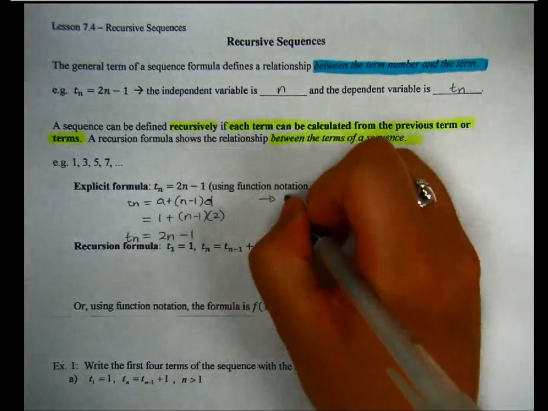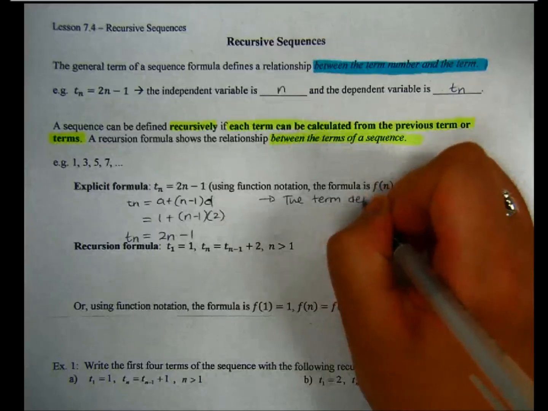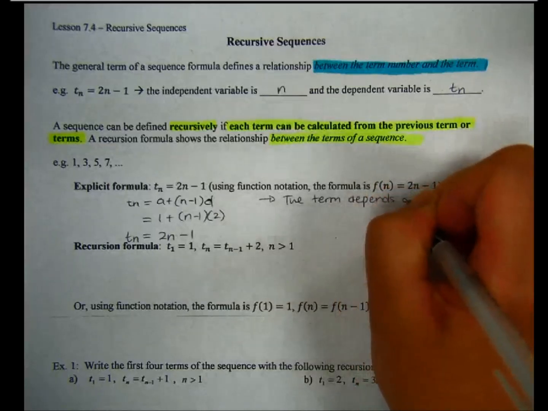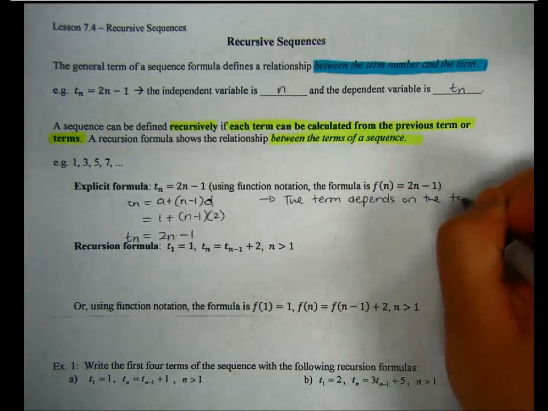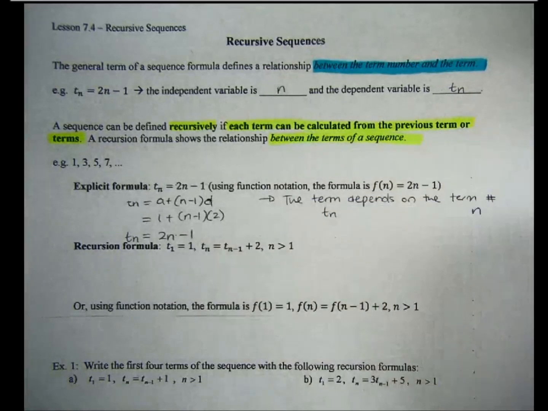This means that the term depends on the term number, so the term Tn depends on n.